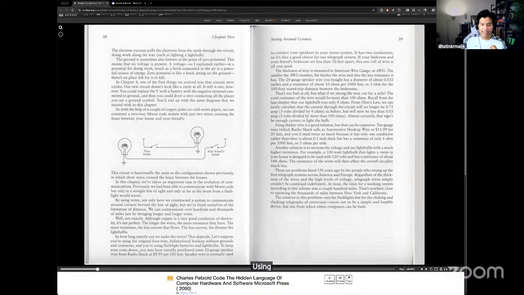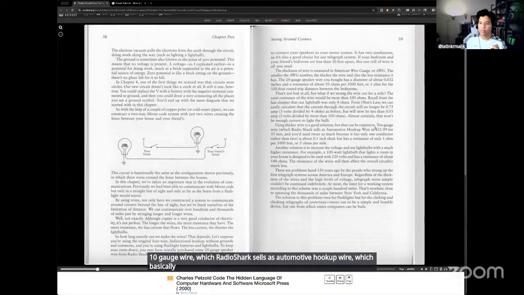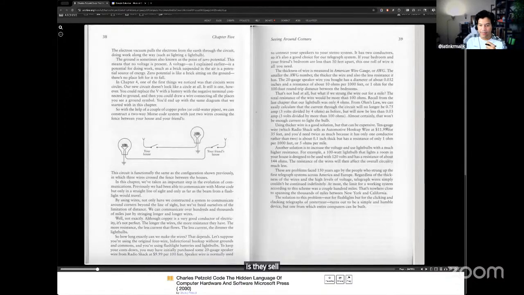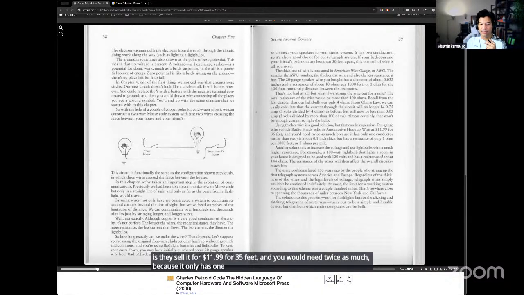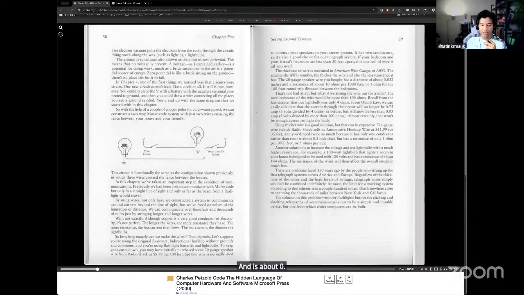Using thicker wire is a good solution, but that can be expensive. 10 gauge wire, which Radio Shack sells as automotive hookup wire, which you basically use to jumpstart the battery of your car, is a little bit thicker than your auxiliary cable. They sell it for $11.99 for 35 feet, and you would need twice as much because it only has one conductor rather than two, and it is about 0.1 inch thick, but has a resistance of only 1 ohm per 1000 feet or 5 ohms per mile.